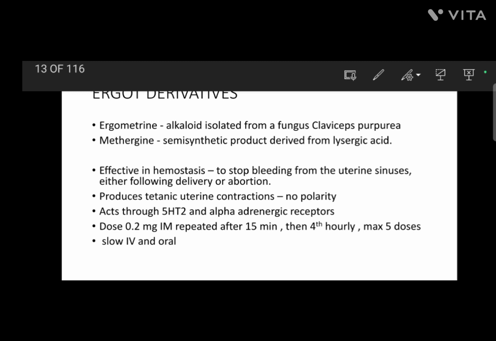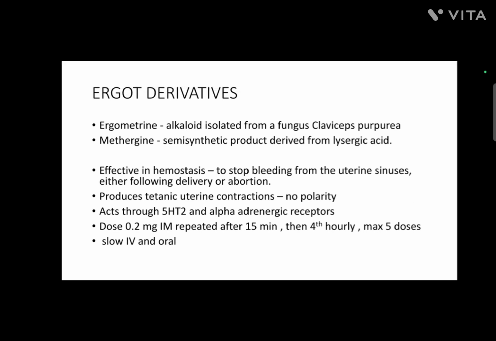In this class, we'll learn about the ergot derivatives. In ergot derivatives, we have to particularly remember two drugs. One is ergometrin, another is methergin. What is the difference between ergometrin and methergin? Ergometrin is an alkaloid which is actually isolated from a fungus. What is this fungus called? Claviceps purpurea. Okay, so methergin is a semi-synthetic product that is derived from lysergic acid.